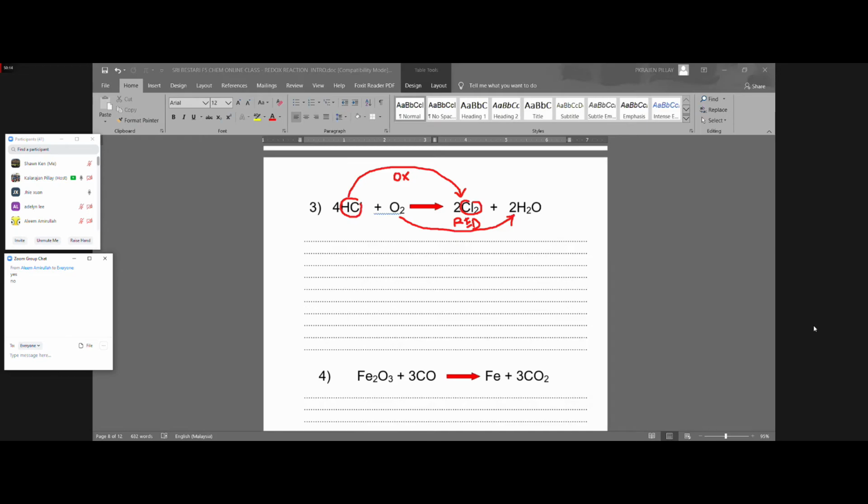Why? Because it gains hydrogen. That's all. That's what I want to see. Well done. Because it gains hydrogen. Okay, then from here, one is your OA, one is your RA, identified.